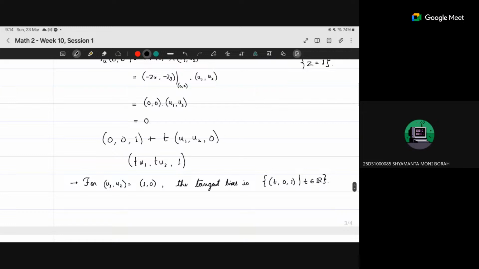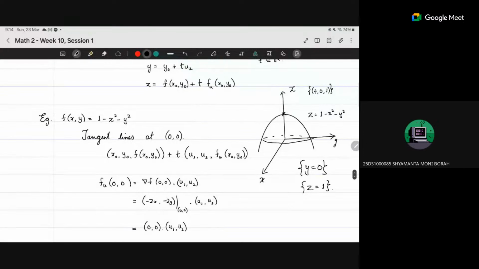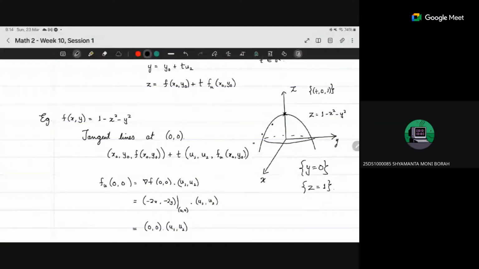So what is the tangent line (t, 0, 1)? 001 is just the apex, and then you have 101, which will be over here, in the XZ plane. Just imagine 201, 301. It will all lie along the same line, something like this. It will be parallel to the x-axis and in the XZ plane at height 1. Z is equal to 1. Okay.